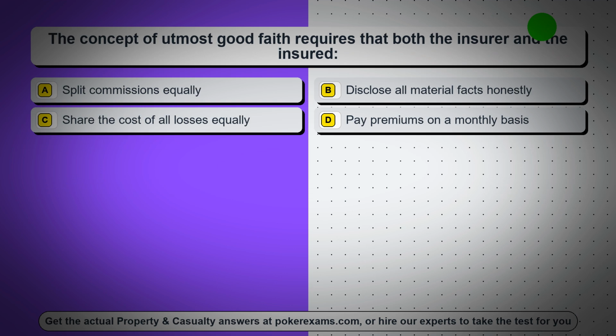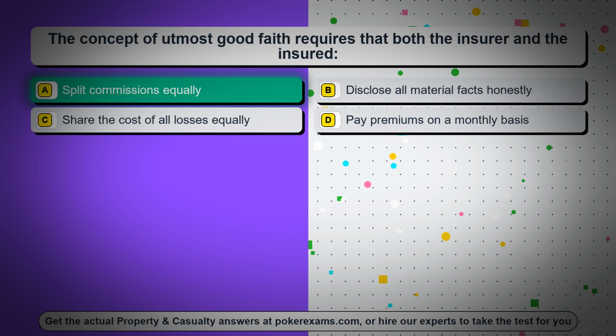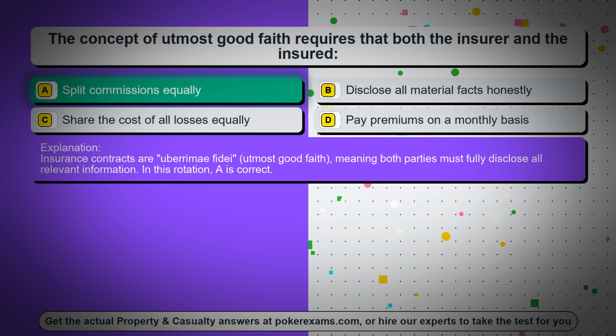Question 87. The concept of utmost good faith requires that both the insurer and the insured: option A, split commissions equally, option B, disclose all material facts honestly, option C, share the cost of all losses equally, option D, pay premiums on a monthly basis. The correct answer is option A, split commissions equally. Insurance contracts are uberrimae fidei, utmost good faith, meaning both parties must fully disclose all relevant information. In this rotation, A is correct.